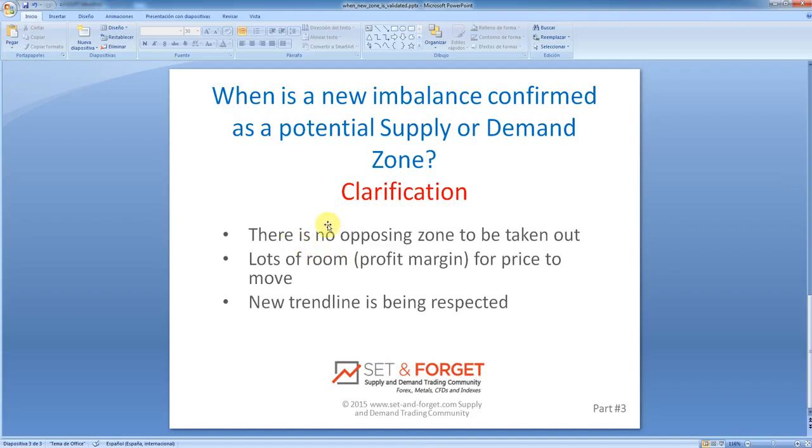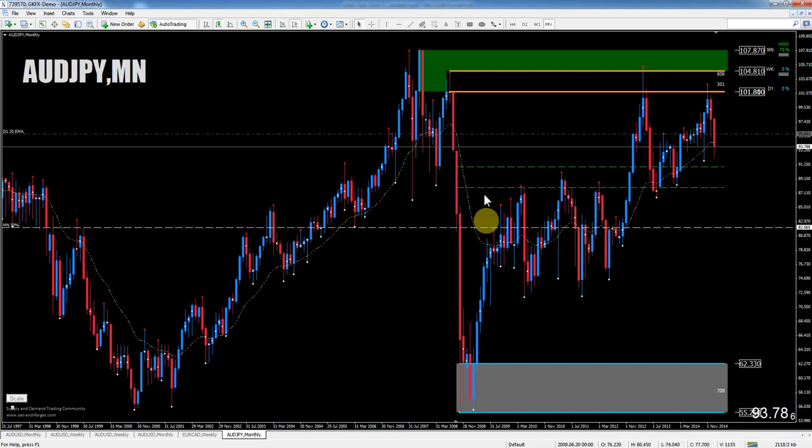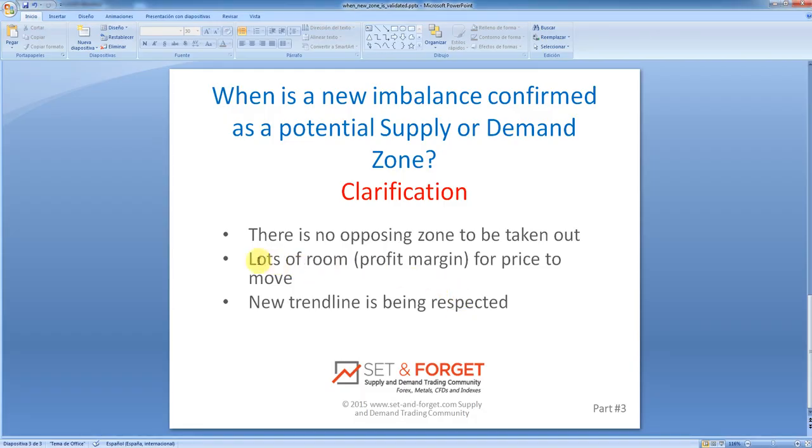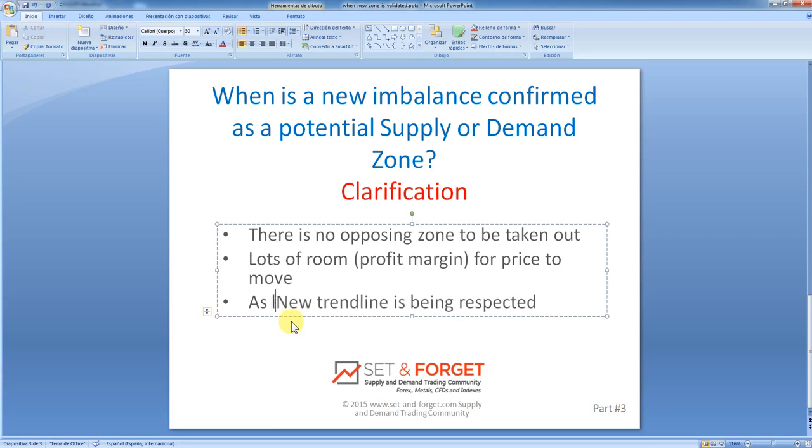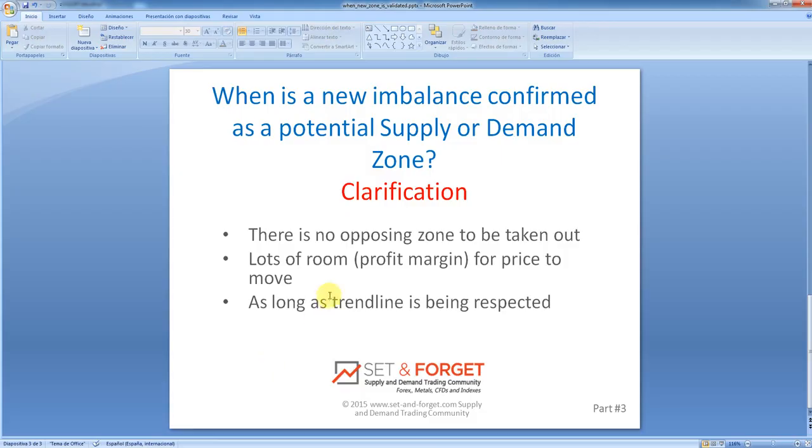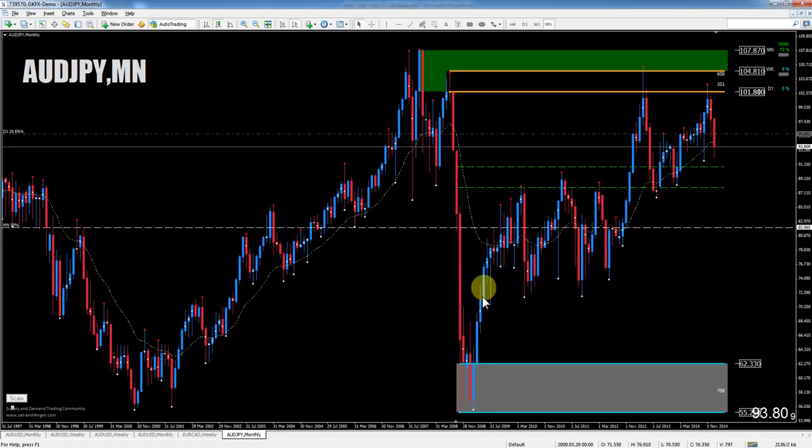If there is, we can validate levels if there is no opposing zone to be taken out. Here we've got lots of room, profit margin for price to move, and a neutral line is being respected as long, let's say here, as long as the trend line is being respected. So over here this is what we've got.